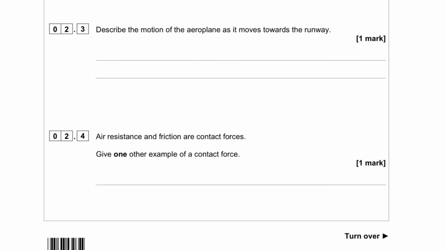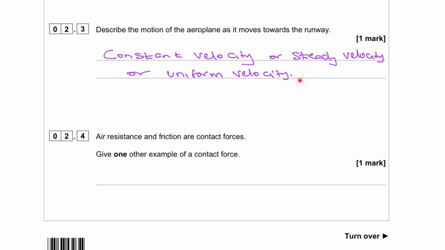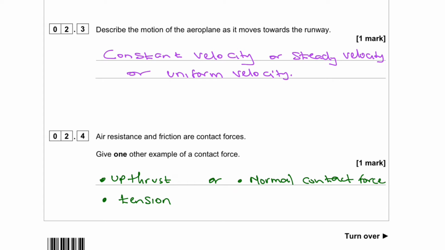Question 2.3. Describe the motion of the aeroplane as it moves towards the runway. Well, the aeroplane will have a constant velocity. If there's no acceleration, the force will be 0. Or you can say it's in a steady velocity, it's got steady velocity, or you can say it has a uniform velocity. Any one of these is correct. Question 2.4. Air resistance and friction are contact forces. Give one other example of a contact force. Contact force might be upthrust or normal contact force or tension.